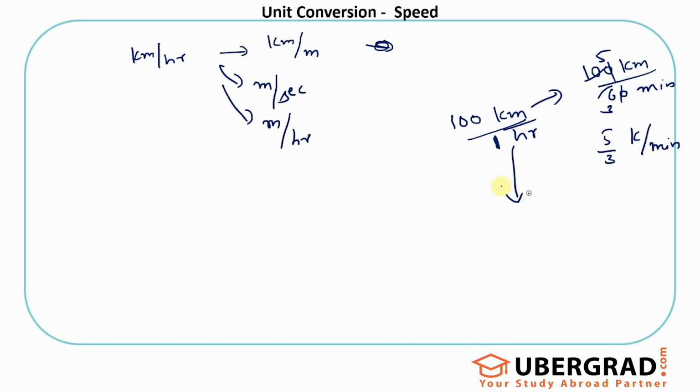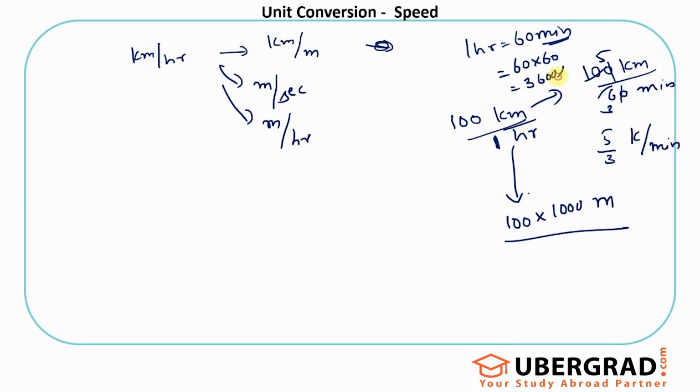If I have to convert this into meters per second, 100 kilometers is what? 1 kilometer is 1000 meters. So 100 into 1000 meters by 1 hour. 1 hour is 60 minutes and 1 minute is 60 seconds. So that will be 60 into 60, that is 3600 seconds. So this is written as 100 into 1000 by 3600 meters per second. That is how you get this. If I cancel, I get 50 by 18.